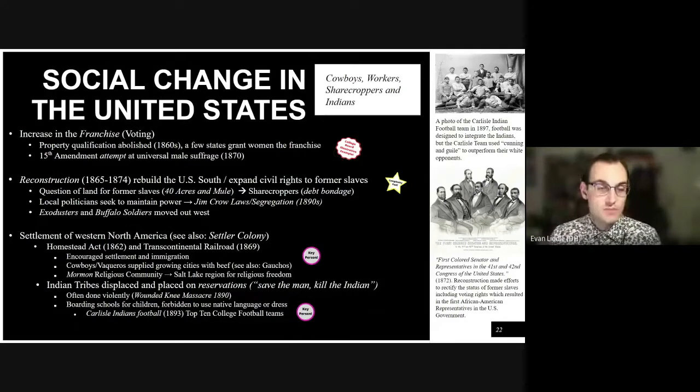The 15th Amendment attempted to create universal male suffrage, that is, all men could vote regardless of their skin color. This situation only lasted as long as the victorious Northern troops occupied the South, about 9 years, but it's worth noting that in those 9 years, former slaves did exercise the right to vote and even elected the first African-American representatives to the U.S. Senate.